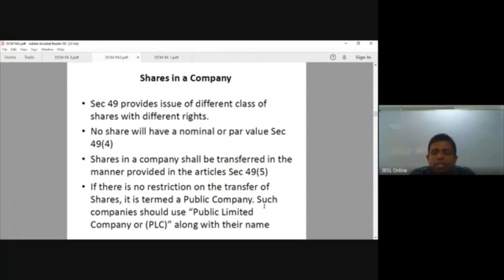And not only that, they can openly invite any person in Sri Lanka to contribute to their share capital by making an opening announcement. A public limited company can ask any person in Sri Lanka to contribute capital openly. Those are called public limited companies, and there is no restriction on the transfer of shares.